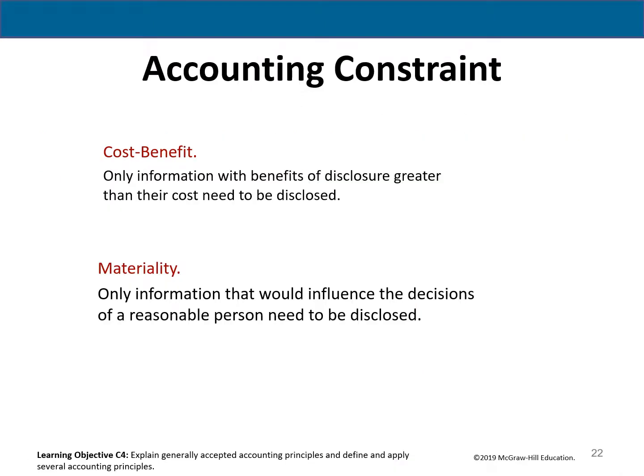Some accounting constraints. The first is cost-benefit. There's a cost of collecting information and there's a benefit that information gives us. So we only deal with information whose benefits are greater than the cost to collect and disclose it. If it's going to cost more than it's going to benefit the user, it's normally ignored.